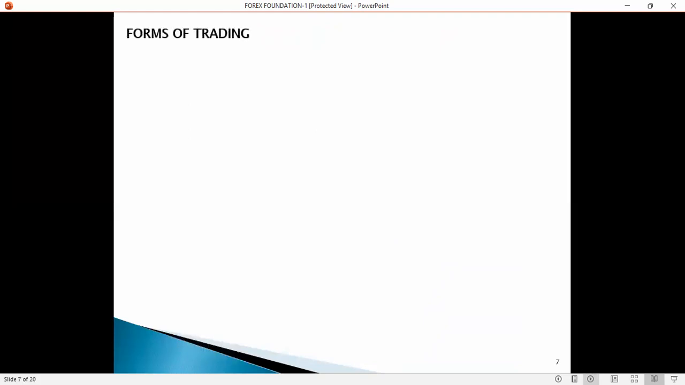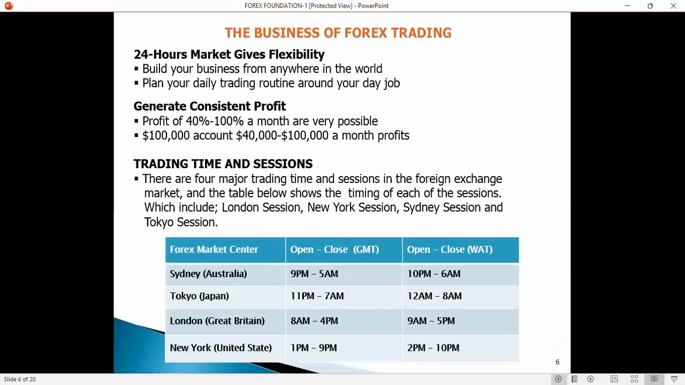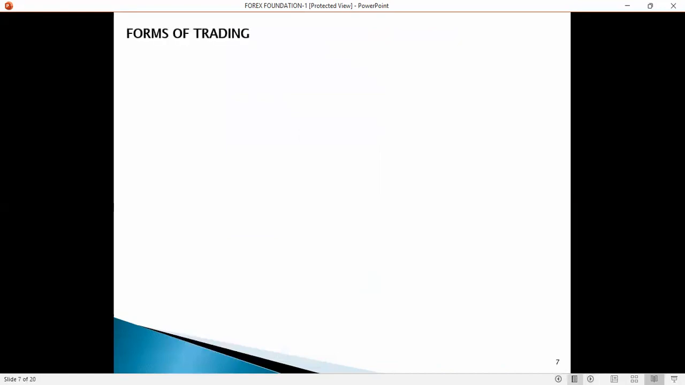It's getting more interesting. We are approaching the right knowledge base right here. So now let's talk about forms of trading. Right after the table, I will tell you this is where the knowledge starts. Right after this page, knowing where the session starts and when the session ends, it's going to be more interesting right from this page. Okay, forms of trading. What are the forms of trading?